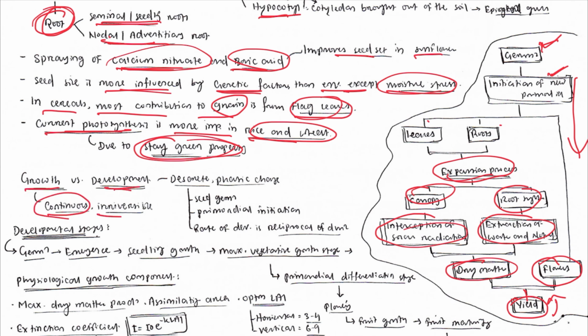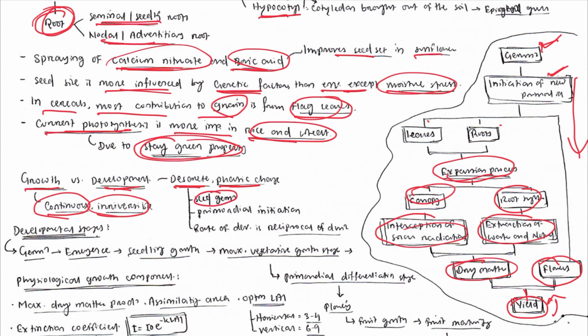Now, growth versus development. Growth is a continuous and irreversible process, but development is a discrete and phasic change. That means development means what? Emergence is a phase of development, the vegetative phase is a developmental phase, the reproductive phase is a developmental phase, and the harvesting or maturity phase is a developmental phase. Okay, so you can distinguish between phases, and that is development. But growth is continuous, right? You cannot identify growth, but you can identify development, like flowering, then seed formation.